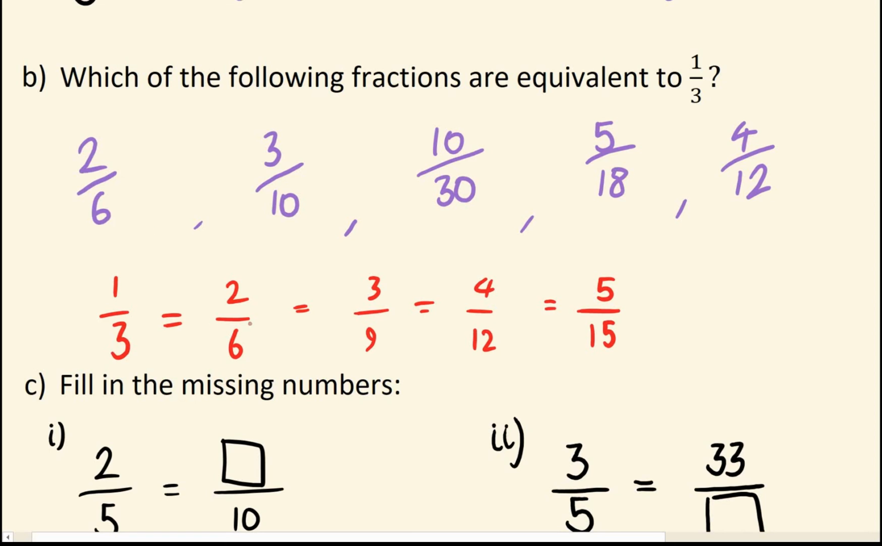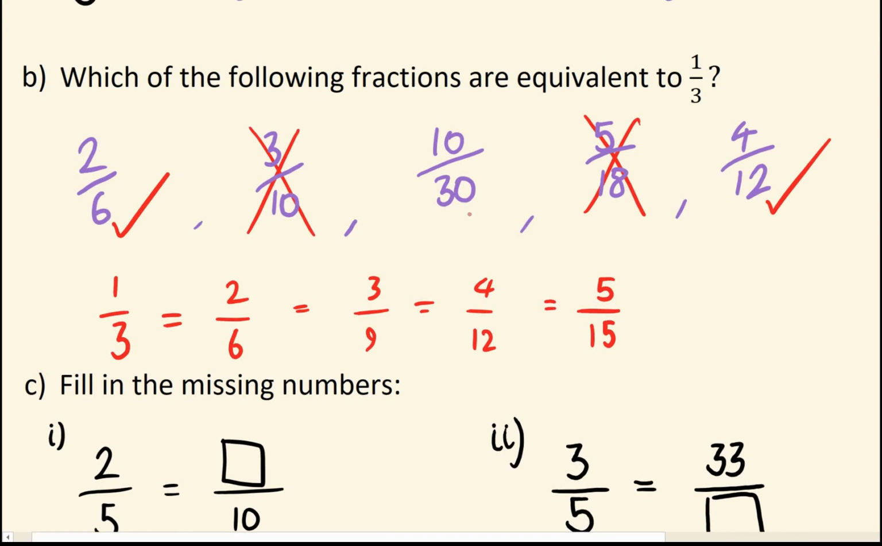So first, 2/6, that is on my list, so that is equivalent to a third. 3/10 is not on my list, and I've also got 3/9. That means if there's a 3 at the top, there must be a 9 at the bottom. So because there's a 10 here, that means this is not equivalent to a third. 10/30 is not on my list. I'll come back to that in a second. Moving on, 5/18, we don't have that either, but we do have 5/15. So by the same rule, if 5 is on top, then 15 must be on the bottom, which means this is wrong. And I've got 4/12 at the end, which is on my list, so that is allowed.